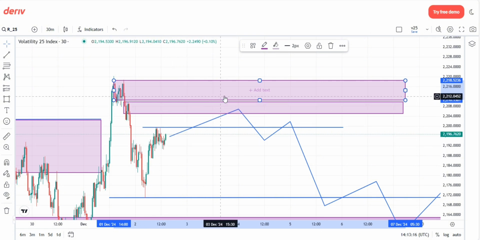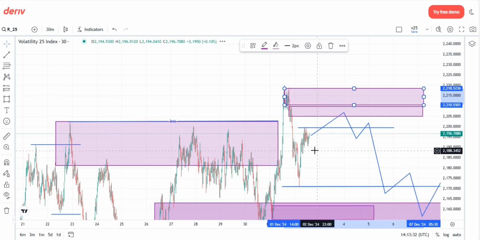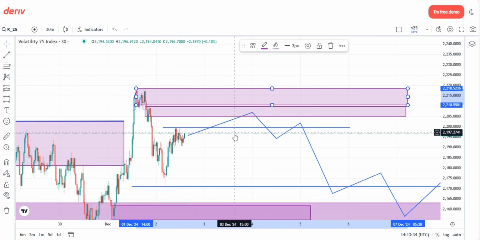So I'm going to be waiting for the price to reach these areas, and I will be studying the price action here in these zones. And if all goes well, I'm going to make money with a small scalp on the sell, and then wait for the bigger move on the bullish run.